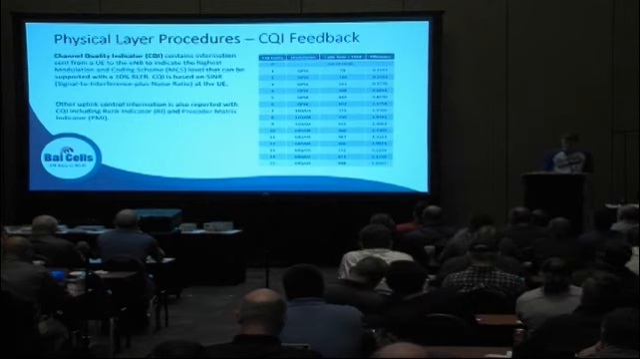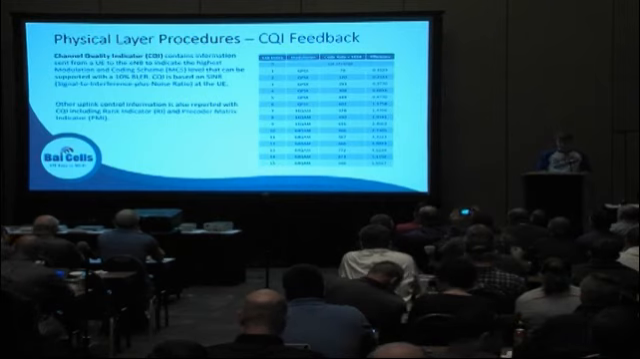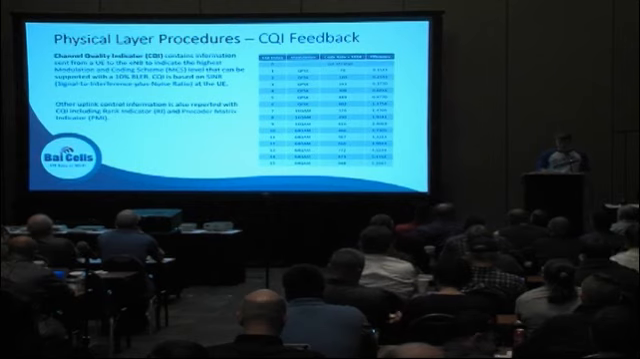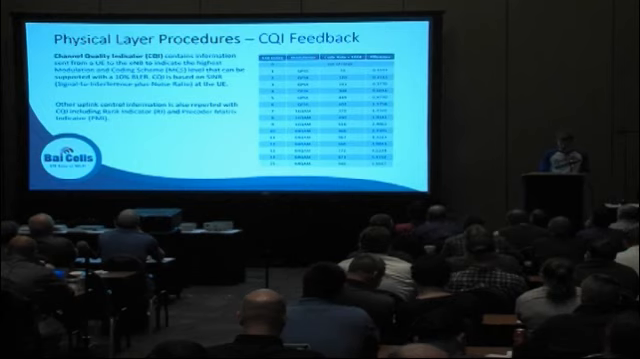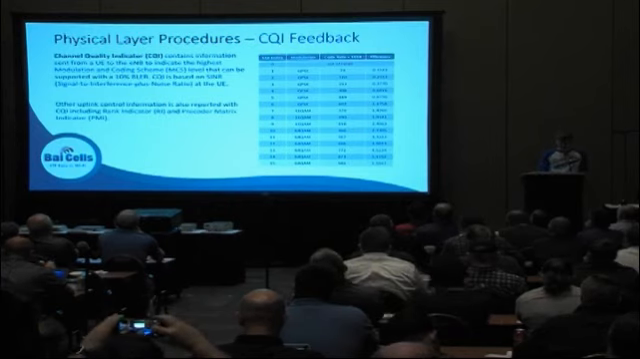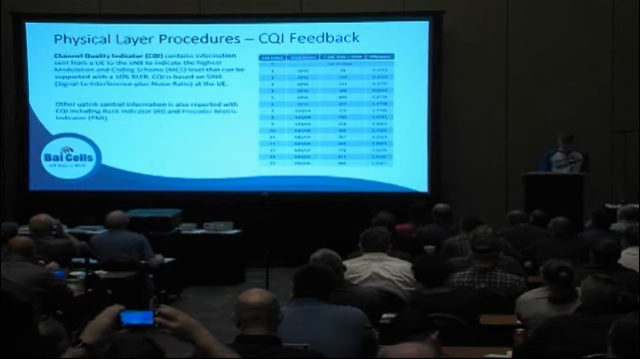Then you have the CQI feedback. For anyone using the beta software, you'll notice that on the main page of the eNodeB, it shows a CQI for each UE. There's a CQI index up to 15, and this indicates how good the transmission signal coming into the UE is. The eNodeB will use this information to determine what MCS levels to assign to the UE.